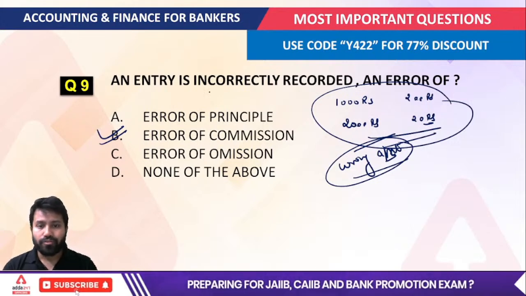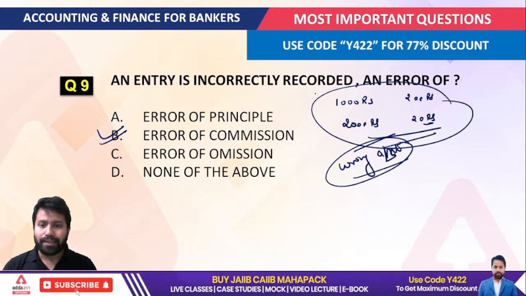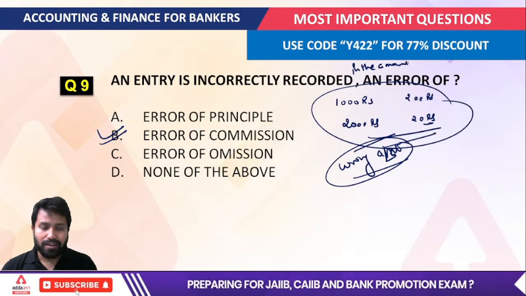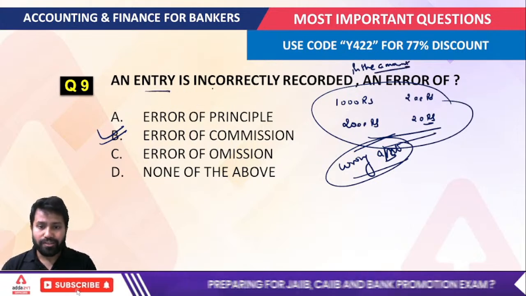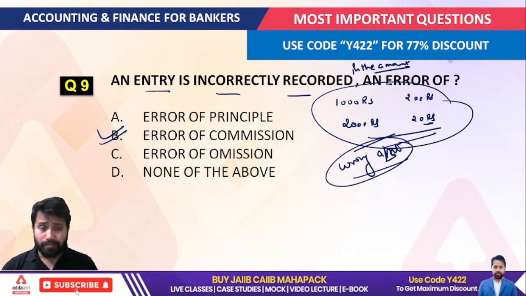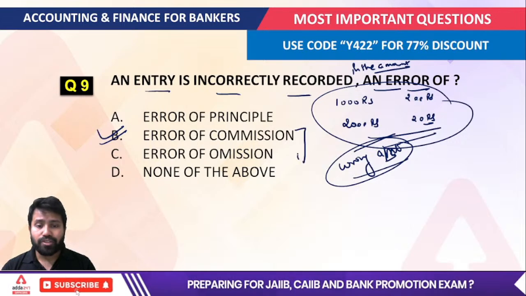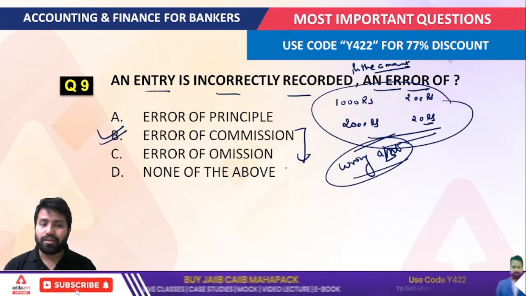You can also add here the term: an entry is incorrectly recorded in the amount. I think there is some typing mistake, so you can include here that an entry is incorrectly recorded in the amount. So it is an error of what? You will say it is an error of commission. That is an error of commission: wrong amount, wrong totaling, or the wrong account.